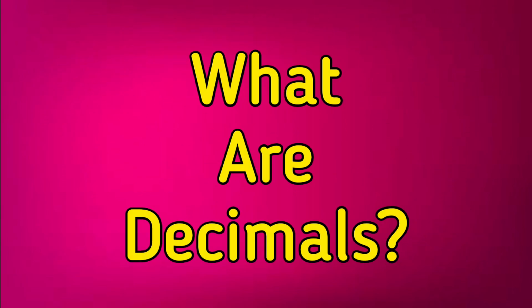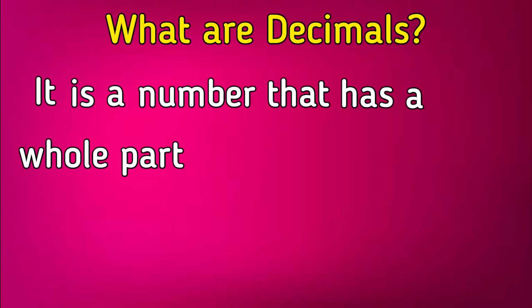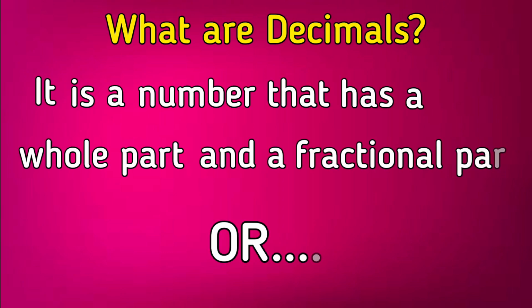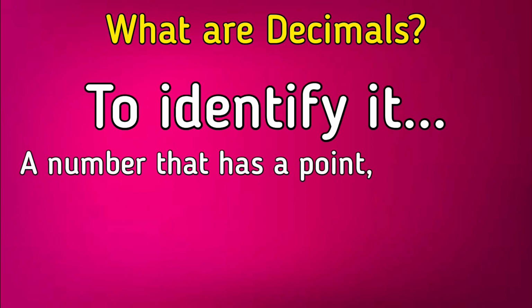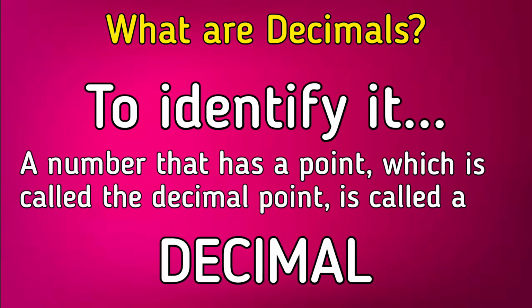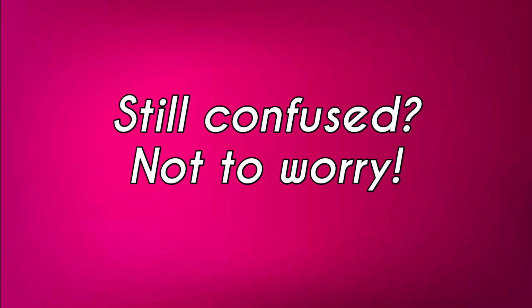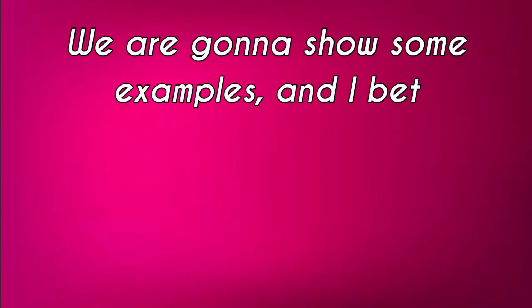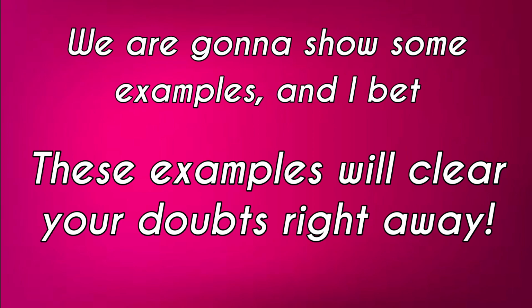What are decimals? It is a number that has a whole part and a fractional part. Or to identify it, a number that has a point, which is called the decimal point, is called a decimal. Still confused? Not to worry. We are gonna show some examples and I bet these examples will clear your doubts right away.